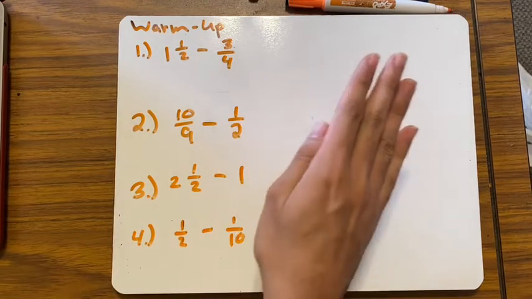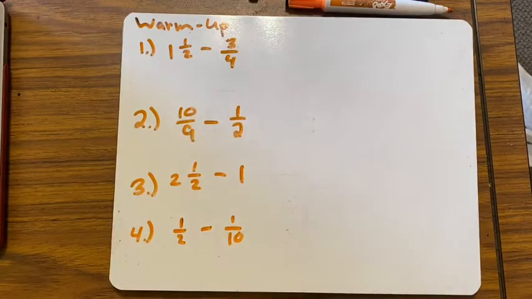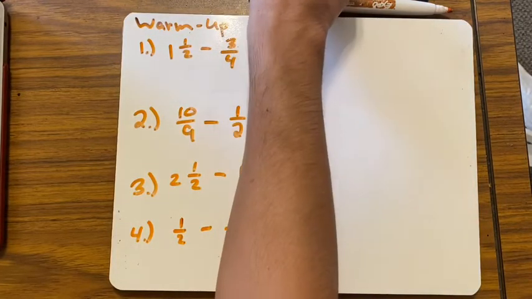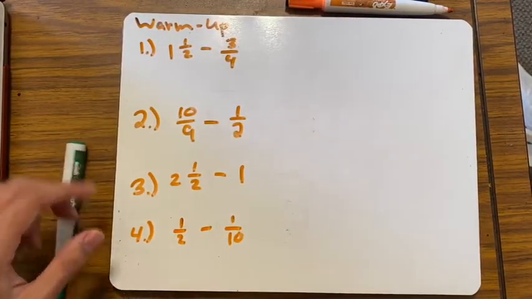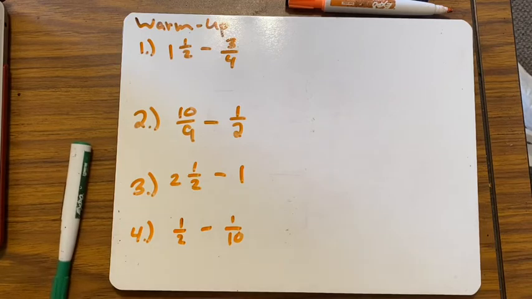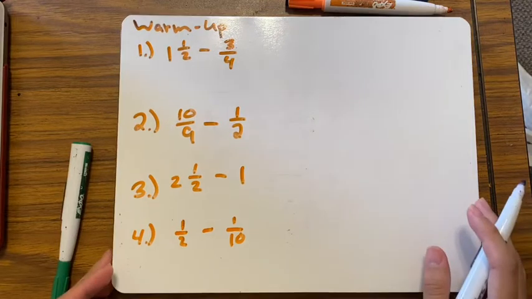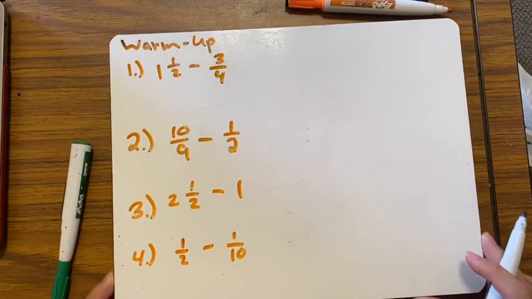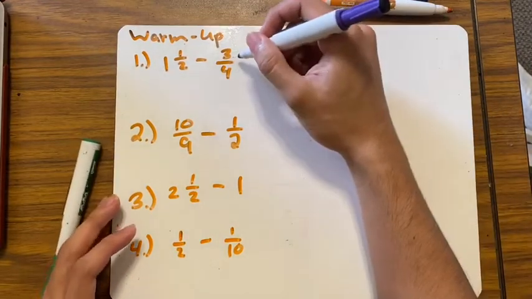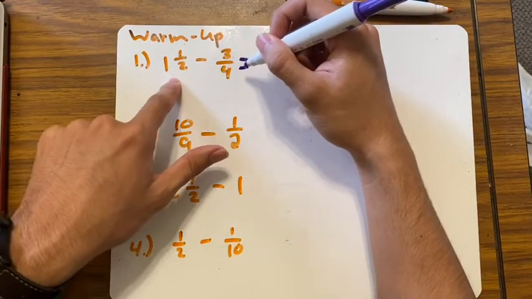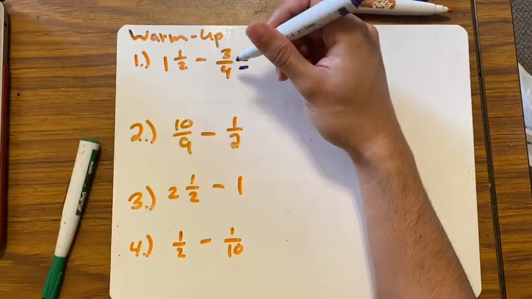This is your warm-up. Go ahead and pause the video and get started. Okay, so hopefully you were able to solve them. This is pretty much what you're going to be doing today for your math quiz. You're going to have some multiplication problems, and we'll go over some examples in a little bit. But for now, I have this right here. 1 whole and 1 over 2 minus 3 over 4.